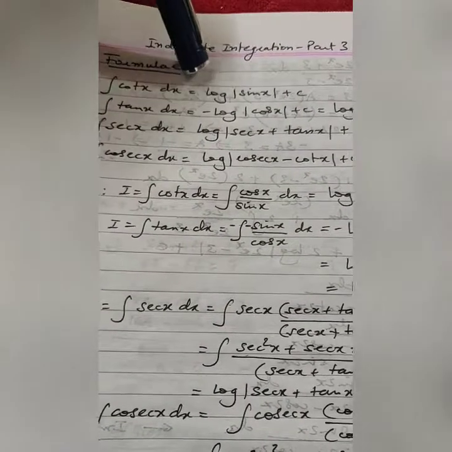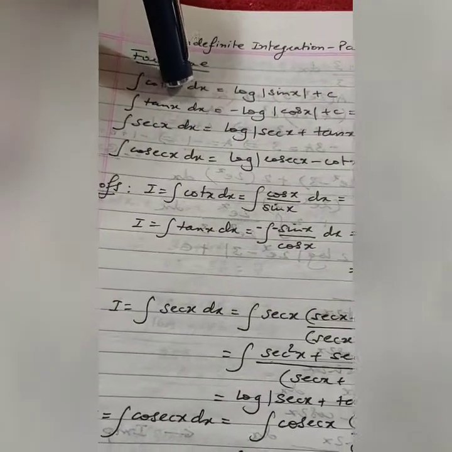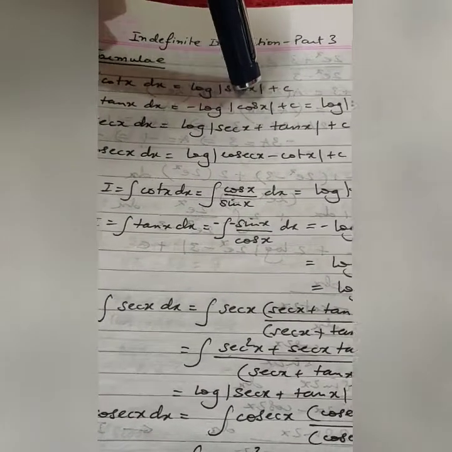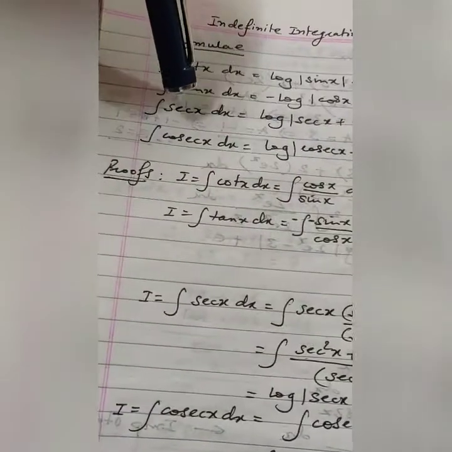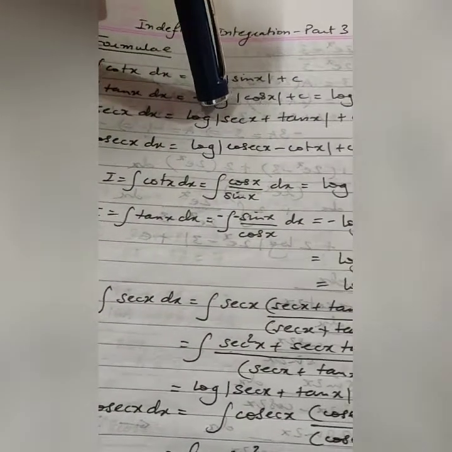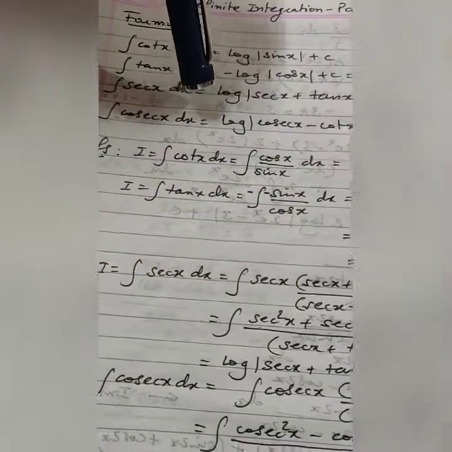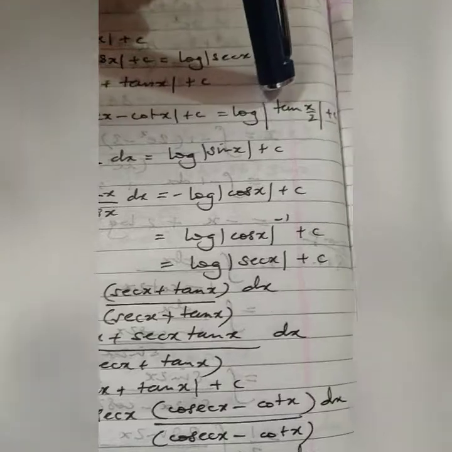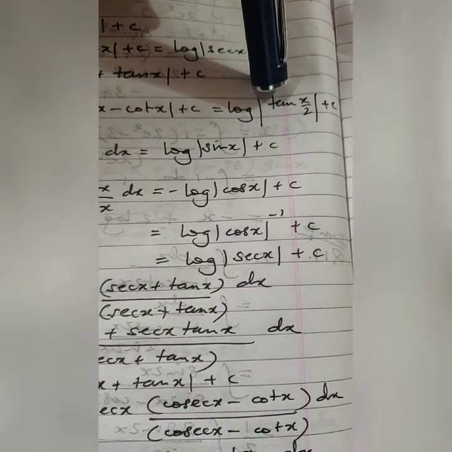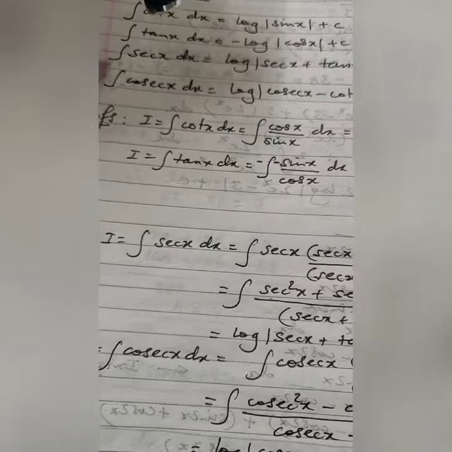Integration of cot x with respect to x is log of sin x plus c. Integration of tan x is minus log of cos x plus c, or it is even log of sec x plus c. Integration of sec x is log of sec x plus tan x plus c, and integration of cosec x is log of cosec x minus cot x plus c, or it is even log of tan of x by 2 plus c. So let's see the proofs of these four formulas very quickly.